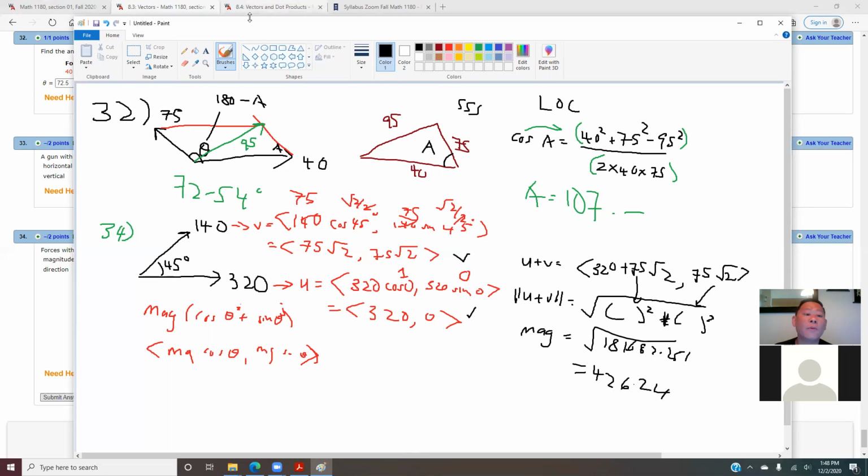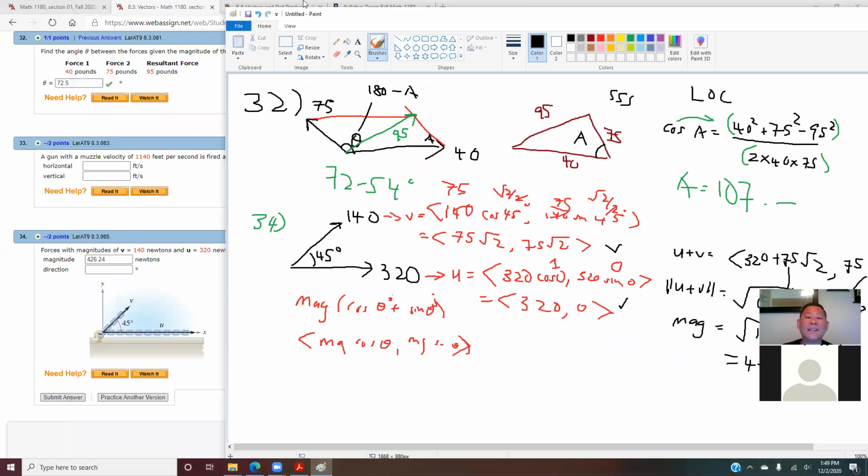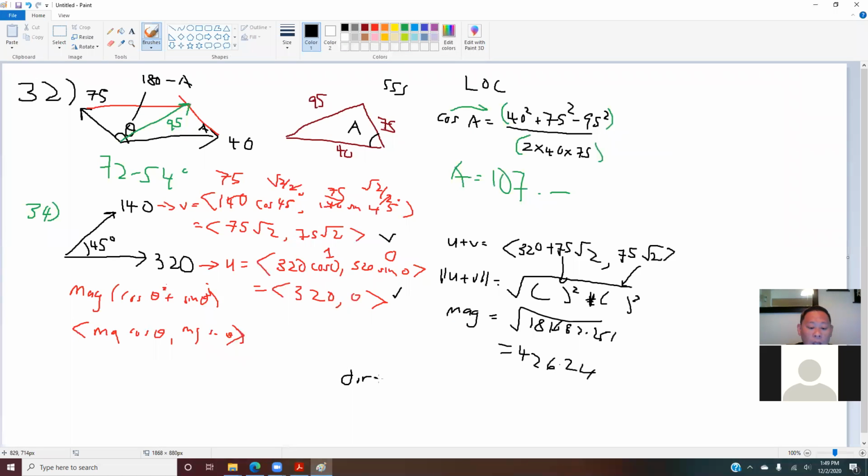That will be 426.24. So this is how we do this question. Let me do 2 decimals, please. And then for the direction, in order for us to find the direction of this, you do the arctangent of y over x. So this is y, this is x, like tangent is y over x. So arctangent of 75 root 2 over 320 plus 75 root 2. This is how you figure out your direction, you have to do the arctangent of that.